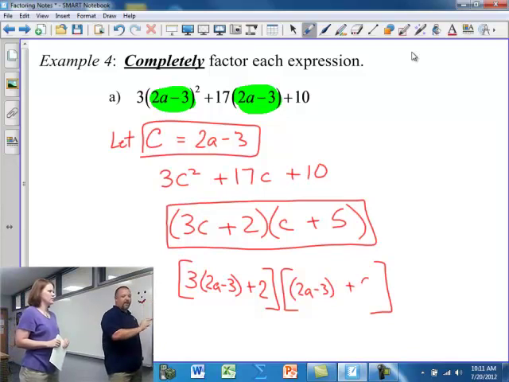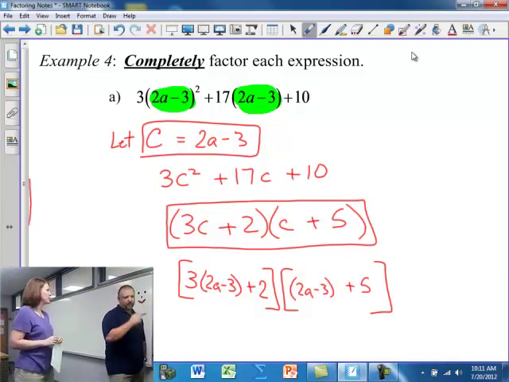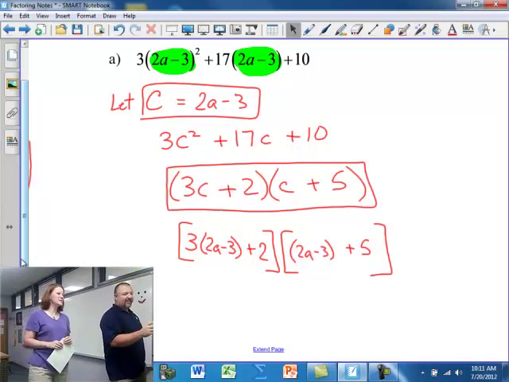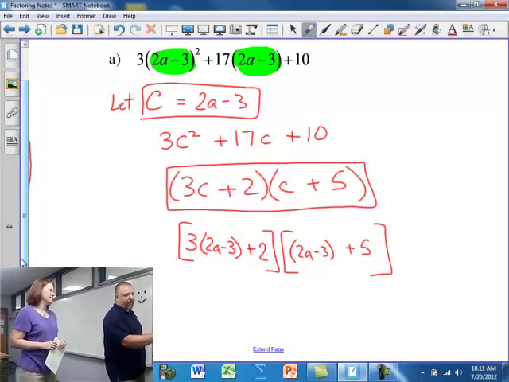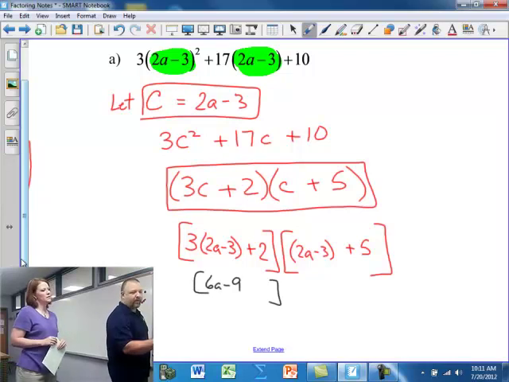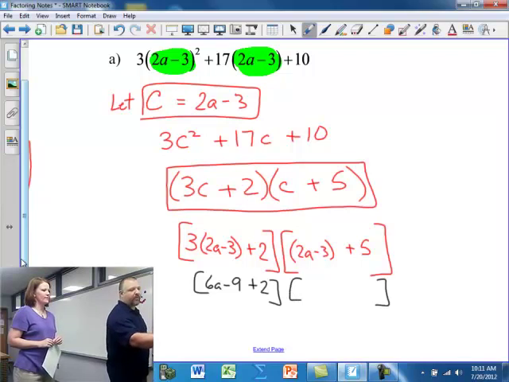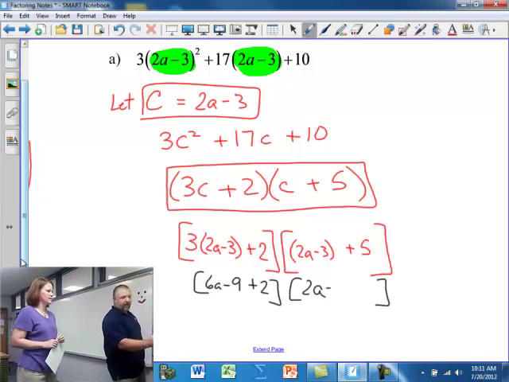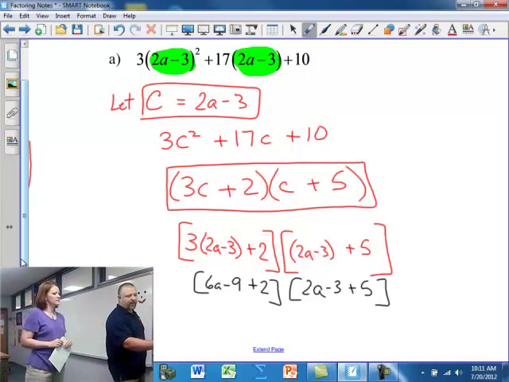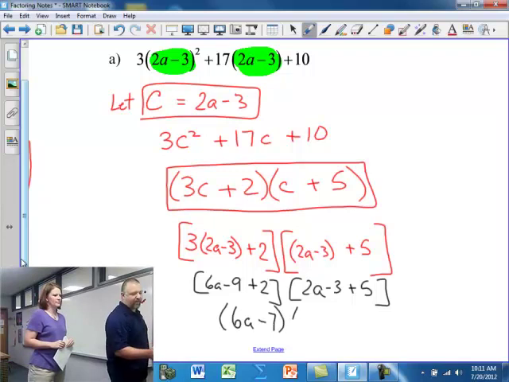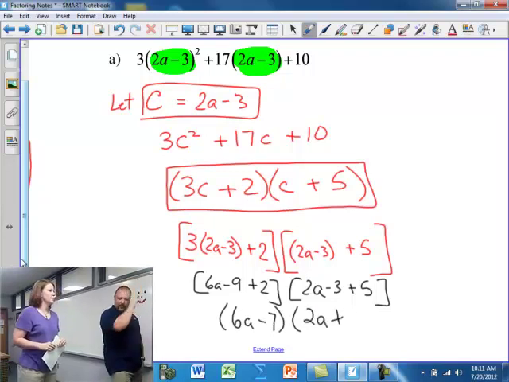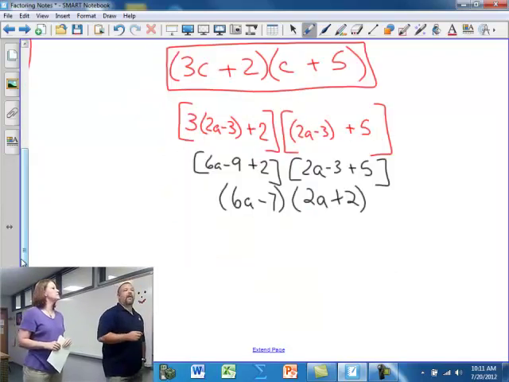Technically that is finished, but let's go ahead and clean this up just for fun. Should we pretty it up? Let's pretty it up. So we're going to distribute the 3 in the first bracket, and we're going to get 6a minus 9 plus 2. And in the second bracket, there isn't anything to distribute. 2a minus 3 plus 5. So let's clean this up. This will be 6a minus 7 and 2a plus 2. What do you notice now, even though we're almost done here?